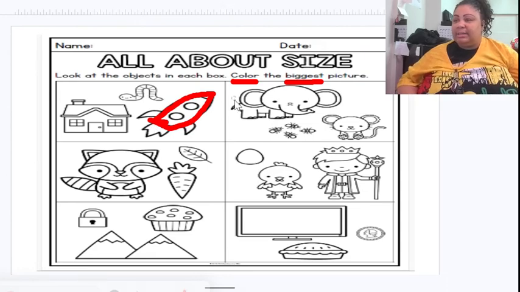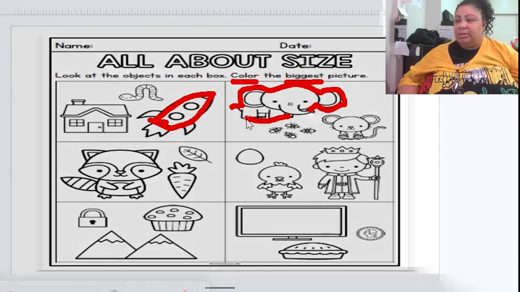Oh, definitely the elephant is bigger than the mouse and the ant. So you only color the one that's bigger. So if you color any others, it's not going to be a 100, right? All right, so look at each box and color the biggest picture. Okay, look at each box. Which one is the biggest? Okay, do your very best.